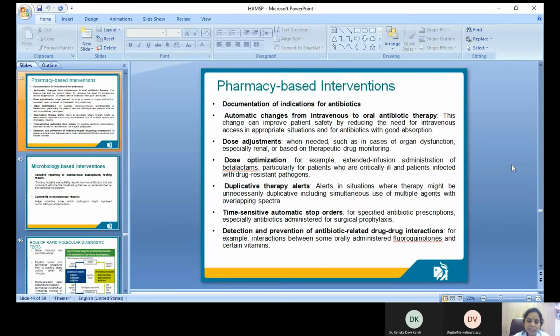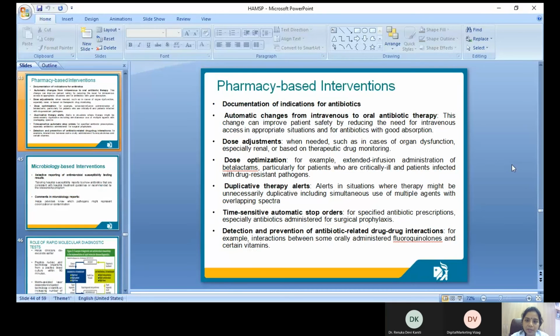So there are some more interventions which can be followed by the pharmacy department. They can put these interventions as quality indicators. So that is documentation of indication for antibiotics, automatic changes from IV to orals, dose adjustments, especially in renal failure, or where therapeutic drug monitoring is needed.